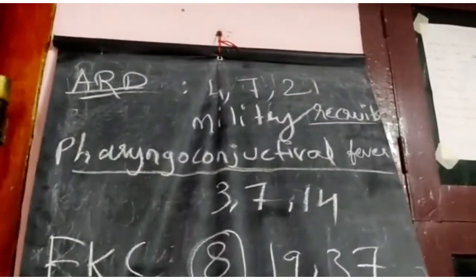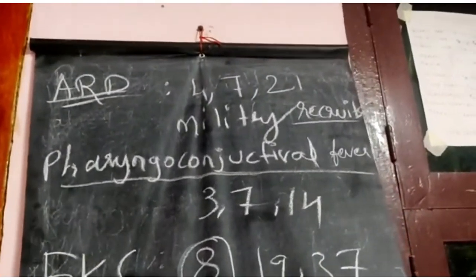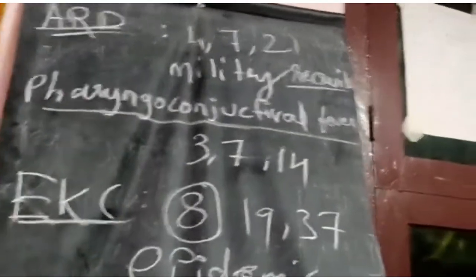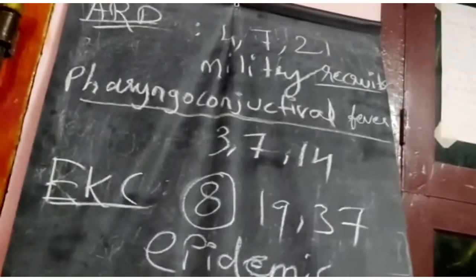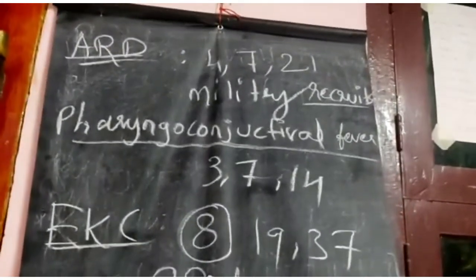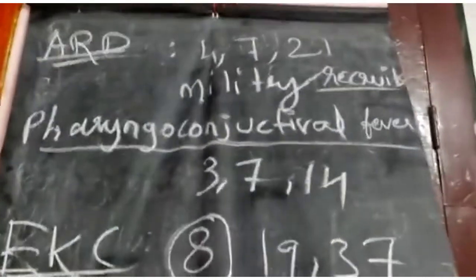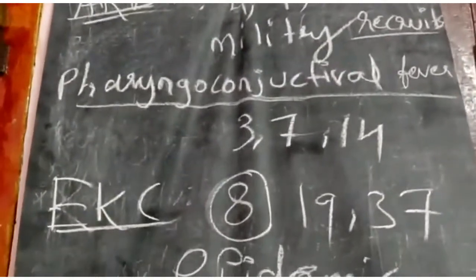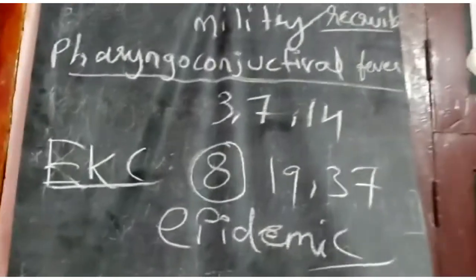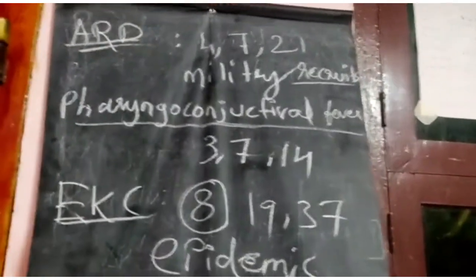Start with ARD, acute respiratory disease. It is caused mainly by serotypes 4, 7 and 21. It mostly occurs in military camps. And then the pharyngoconjunctival fever. It is associated with pharyngitis and conjunctivitis seen in the person. It is mainly caused by types 3, 7 and 14.